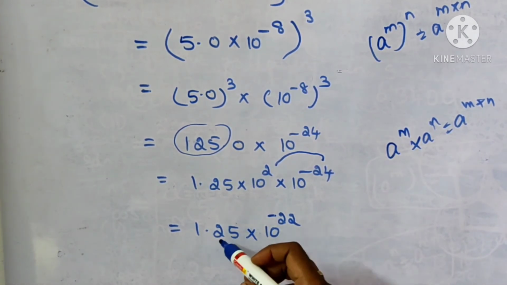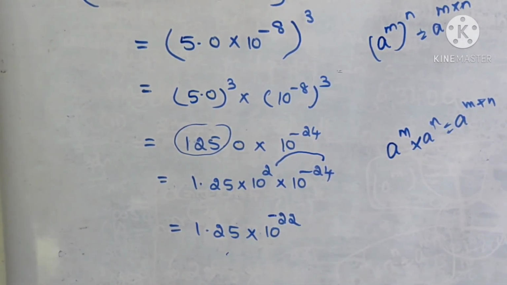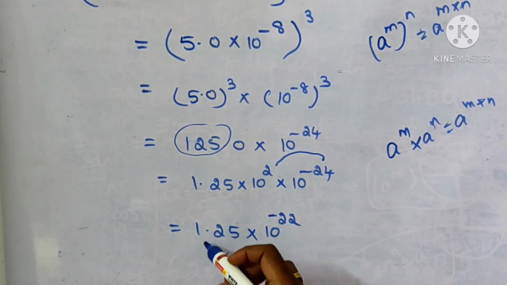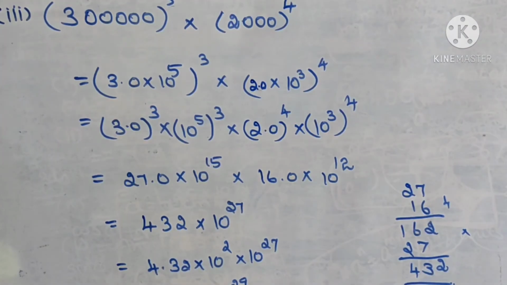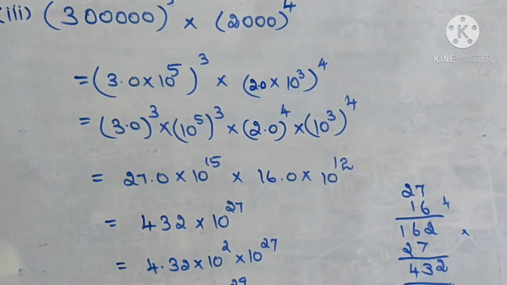After the decimal point, don't read 25. Okay, 25, read it as 1.25. Don't read it as 1.25 point 25. Next part is 3 lakhs cube into 2000 power 4.